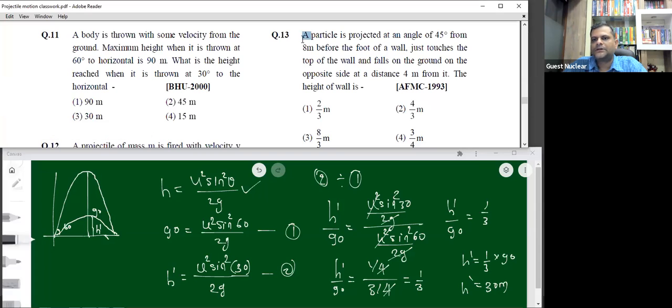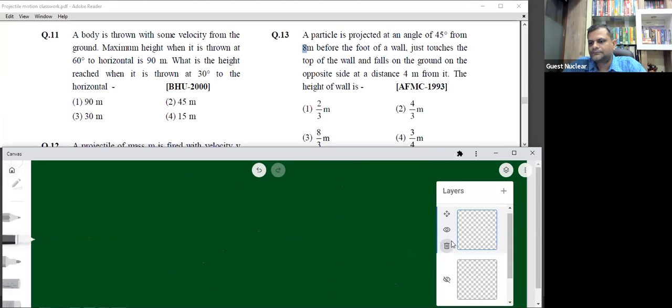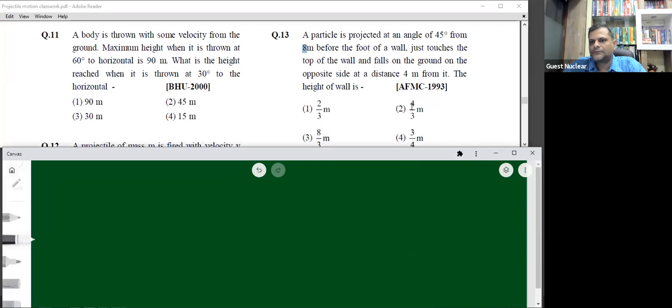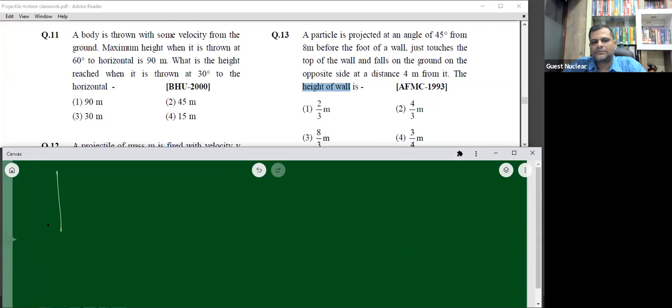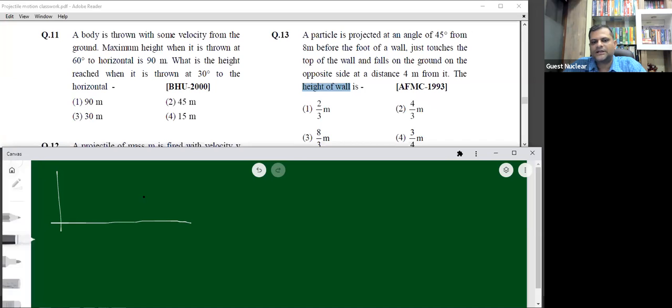ये देखो 13th वाला, the particle is projected at an angle 45 degree from the 8 meter before the foot of a wall. Okay. Just touches the top of the wall and then falls the ground opposite side or at a distance 4 meter from the wall. Then what is the height of the wall is? तो देखो ये suppose y axis, x axis and this is the wall. Okay, ये समझो wall है, इसका height हमको पता नहीं, let us take it as y.